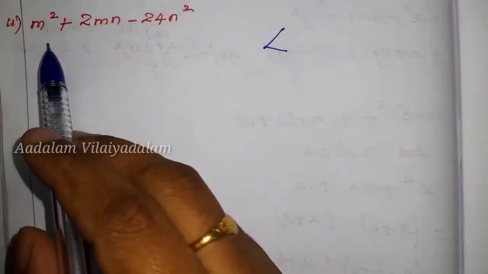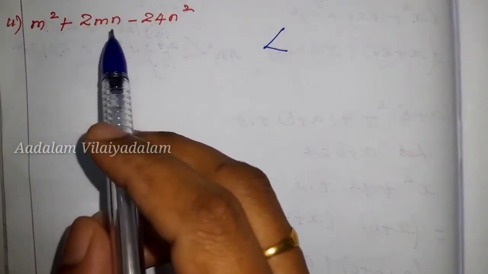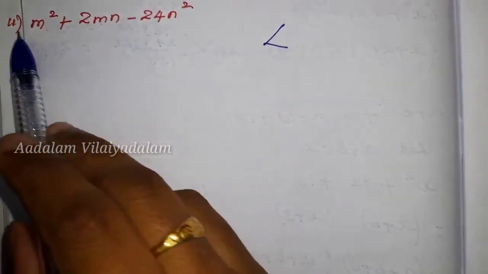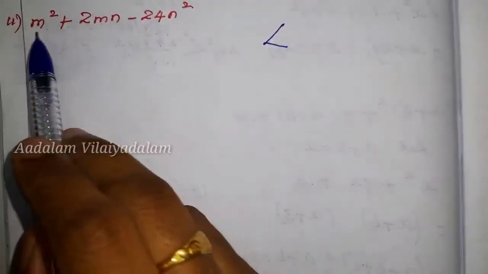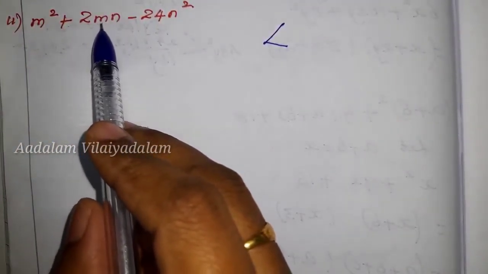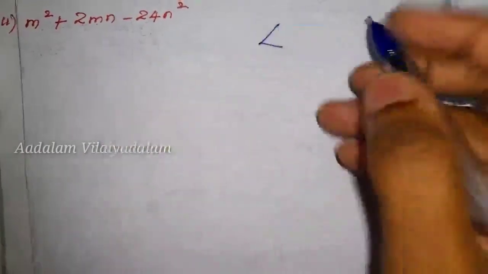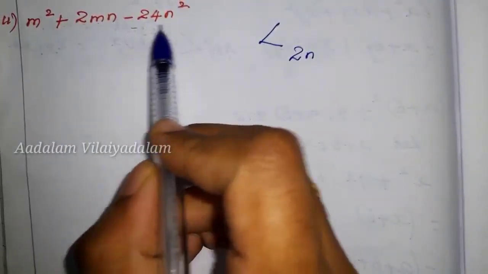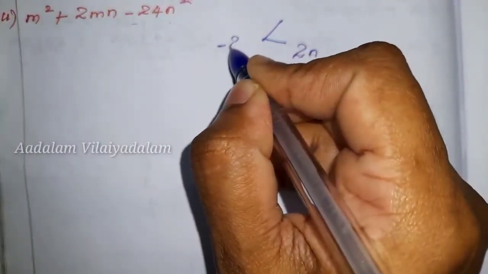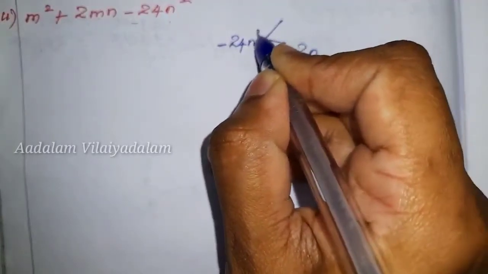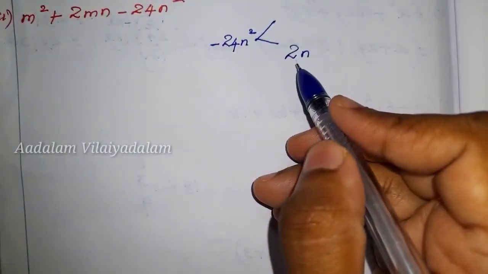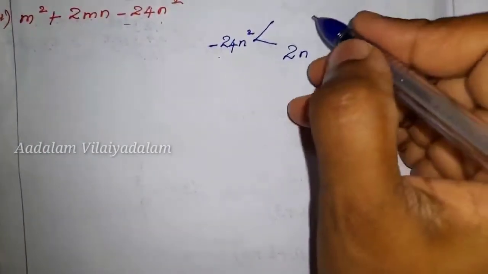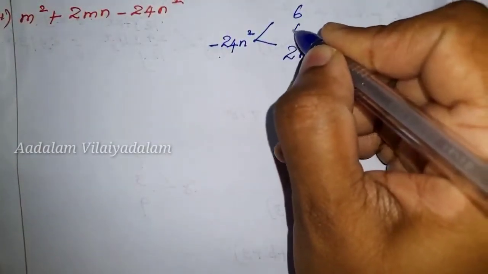Second question: m² + 2mn − 24n². So here also two variables. This is a quadratic equation in terms of m. Here the coefficient of m is 2n, that is the sum of the factors. The constant term is −24n². The sum of the factors is 2n and the product is −24n². The factors are 6 and 4.